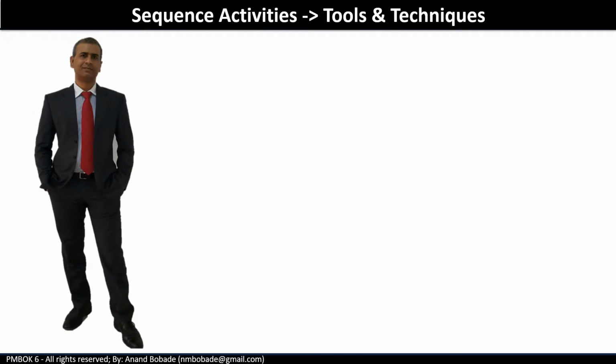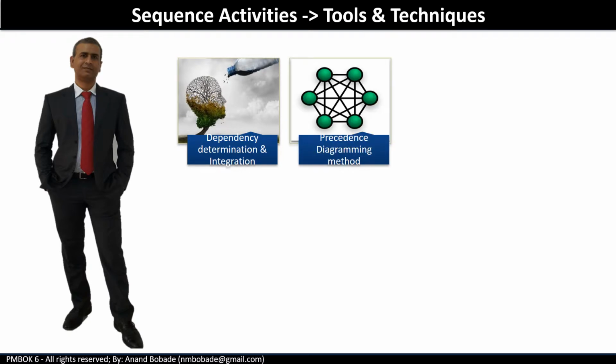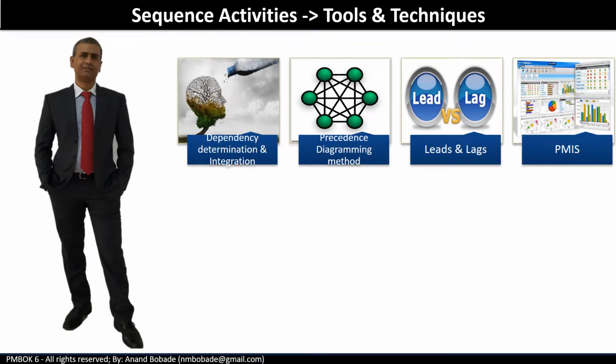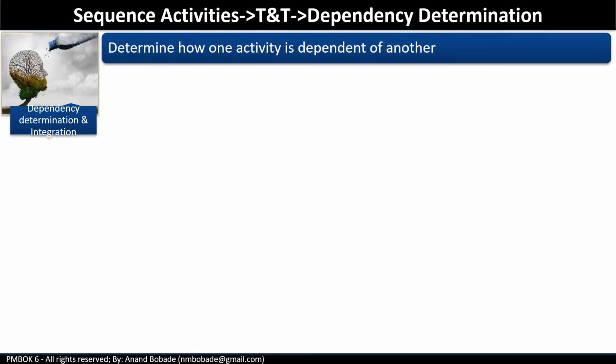Tools and techniques. So we have dependency determination and integration, precedence diagramming method, leads and lag, and project management information system. The first tool and technique is dependency determination and integration. The dependencies between activities can be characterized by certain attributes. So here we are determining how one activity is dependent on another activity.